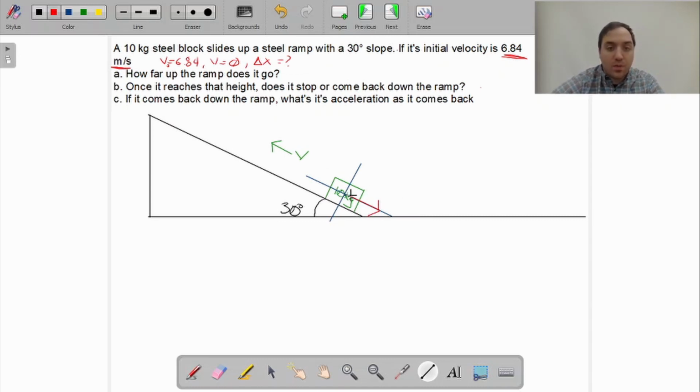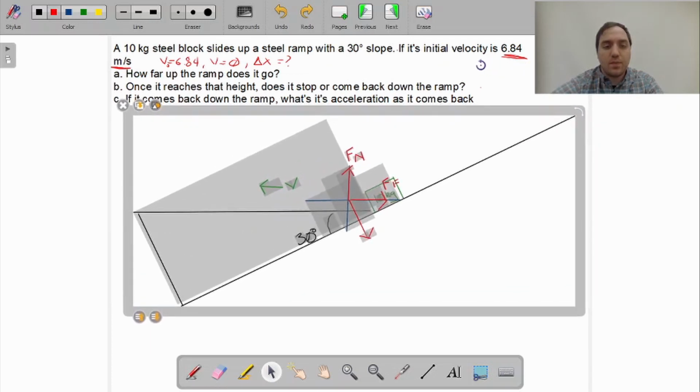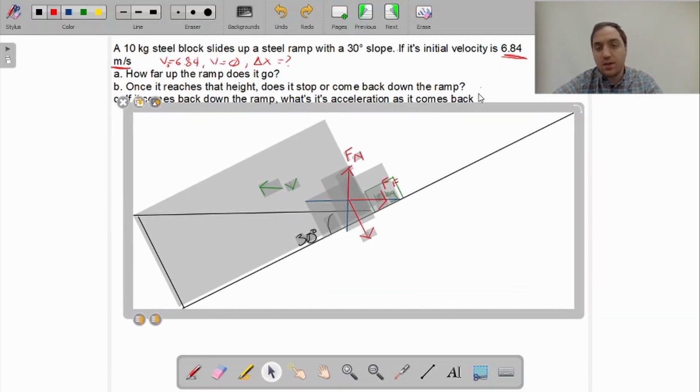And then my normal force is also going to be perpendicular to the ramp along my coordinate system. So force normal, force friction. The only force left is gravity, which points straight down always here. And in case you forgot, what we're going to do is rotate this entire thing so we can go find our forces here.